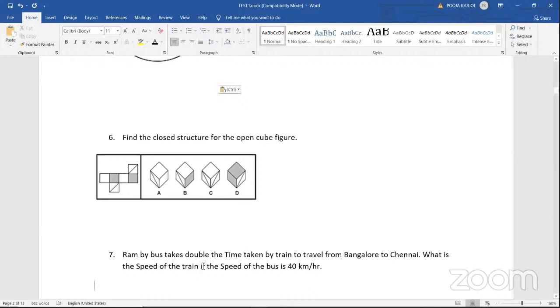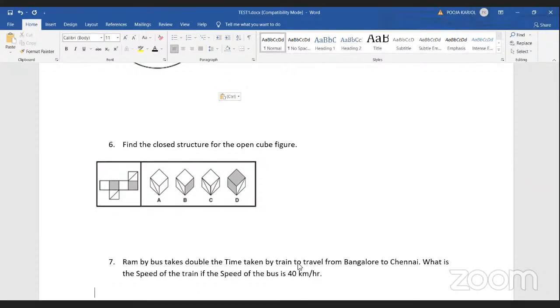Next, Ram by bus takes double the time taken by train to travel from Bangalore to Chennai. What is the speed of the train if the speed of the bus is 40 kilometers per hour? 80 kilometer per hour. Yes.